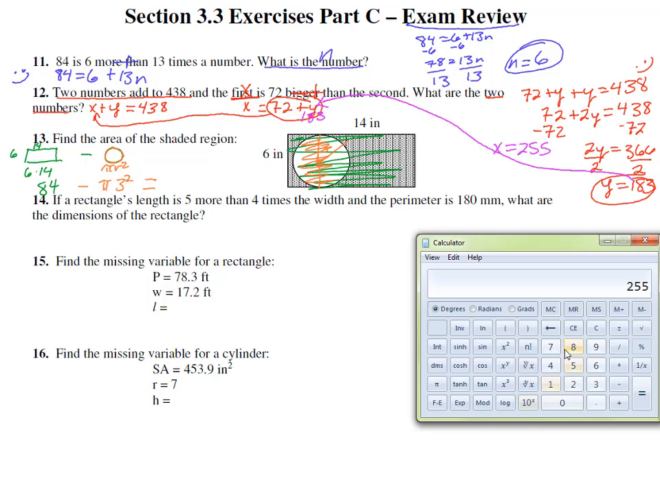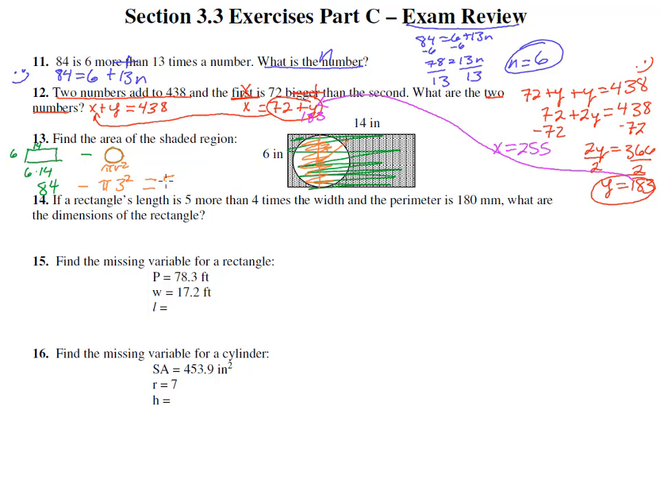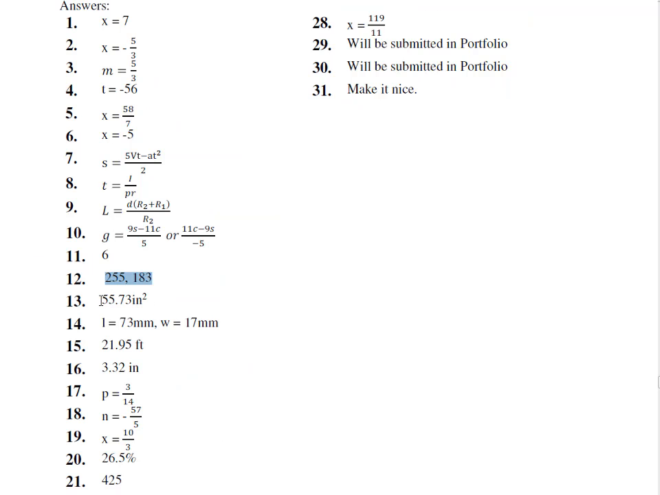84, let's plug this in the calculator. 84, that's the whole rectangle. Take out the circle, which is pi times 3 squared, equals, and we get 55.725, so 55.73, and this is in inches squared because we're trying to find the area. Let's double check that answer. 55.73 inches squared, indeed.